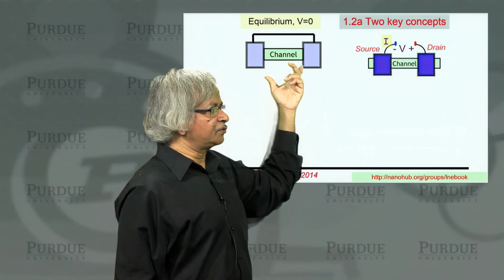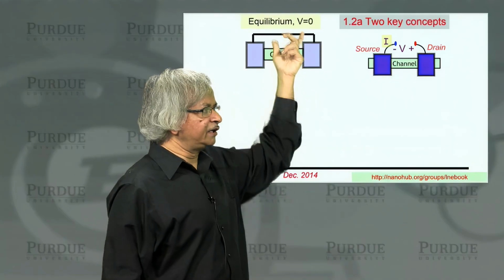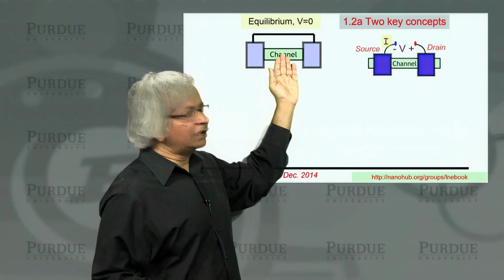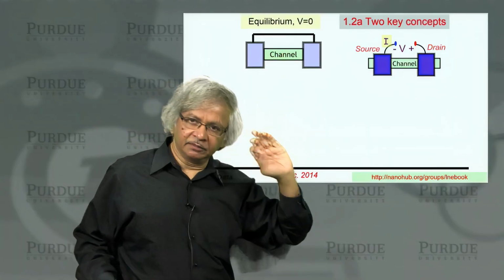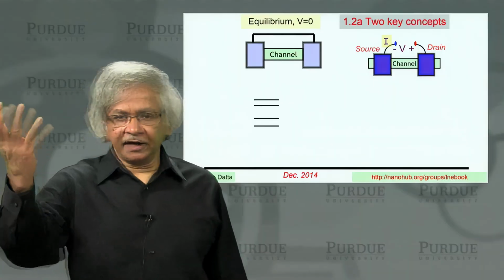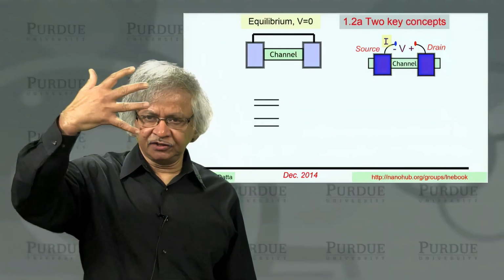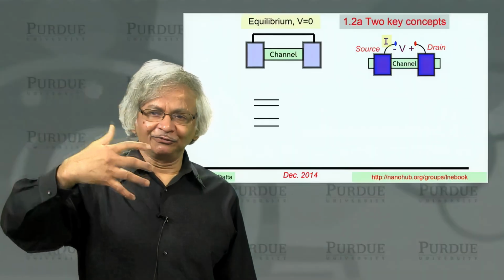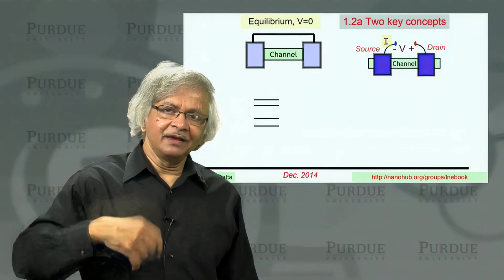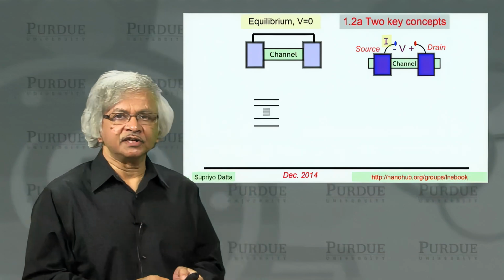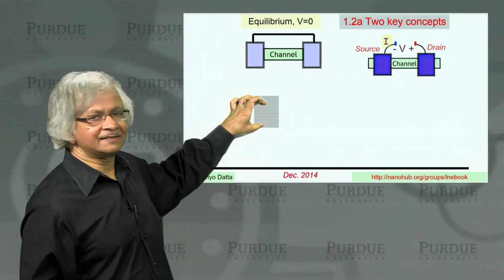But let's first start with the equilibrium case, where there is no voltage applied. Now the first question is, what are the energy levels available in the channel? As you know, if you had a hydrogen atom, you'd have discrete levels which are separated by quite a bit, like 5 electron volts or 10 electron volts. As you get to bigger things, the energy levels come together. So they look more dense like this.